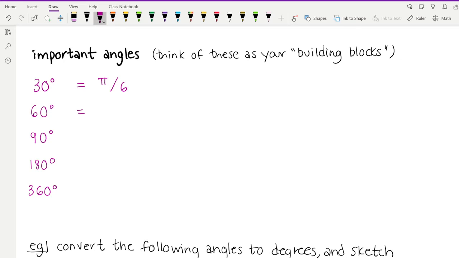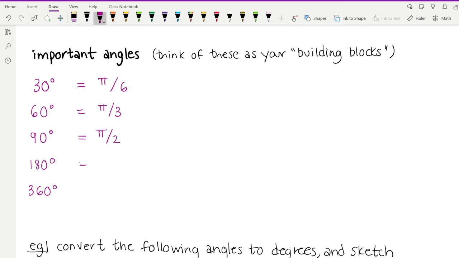So I'd like you to pause the video and see if you can come up with the remaining angles here, not using a conversion factor, just thinking through what these are in terms of 180, knowing that 180 is equal to pi. Okay, so 60, we already talked about this one as well, right? So 60 is 1/3 of 180, and so 1/3 of 180 would mean that it's pi divided by 3. 90 degrees, that is 1/2 of 180, right? And so that would be 1/2 of pi, so pi over 2.